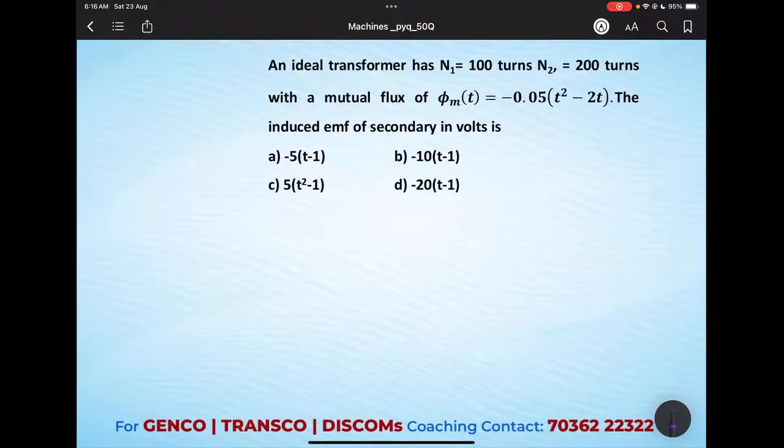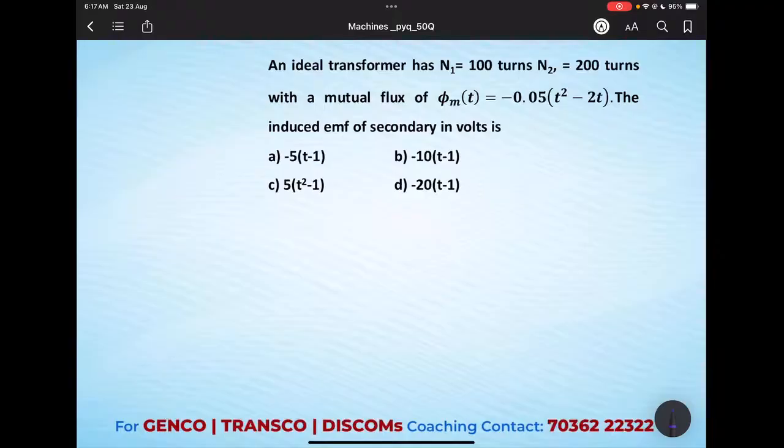The next question is about an ideal transformer that has N1 equal to 100 turns and N2 equal to 200 turns with a mutual flux of phi m(t) equal to minus 0.05 t square minus 2t. The induced EMF of the secondary in volts?